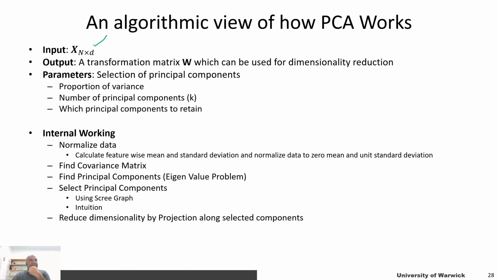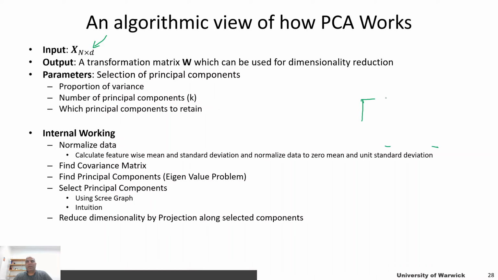You're given a data set in which you have n samples, and each sample has d dimensions. What you do is you first normalize the data, you compute the covariance matrix of the data, and you calculate its eigenvectors. Those eigenvectors become your principal components, and then you project all of your data along those direction vectors. If you drop some of those features after projection, you wouldn't lose that much information. So this is an algorithmic view of how PCA works.